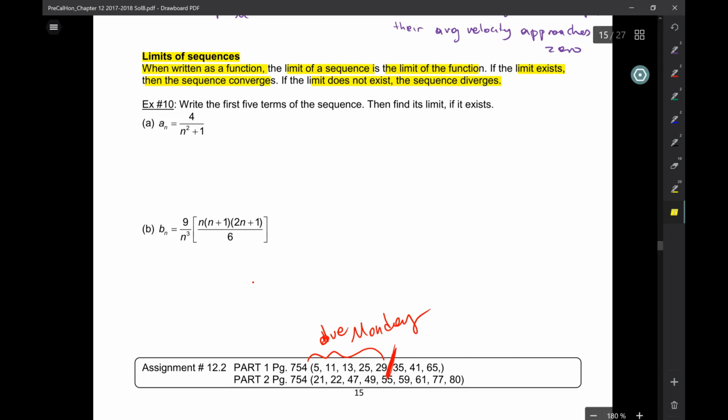Okay, so here it says, write the first 5 terms. I'm going to skip that because I know we've done that. I'm just going to go to finding the limit, okay? So we're going to do the limit as n approaches infinity of a_n. This is the limit as n approaches infinity of 4 over n squared plus 1. What do you guys think? 0, infinity, or another constant? 0. I say 0 because you have more n's on the bottom, and as those n's get infinitely large, you're going to get something over infinitely large numbers, which is 0.